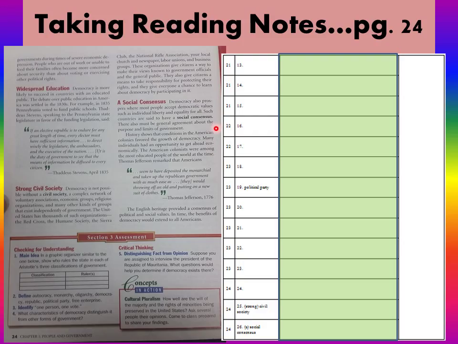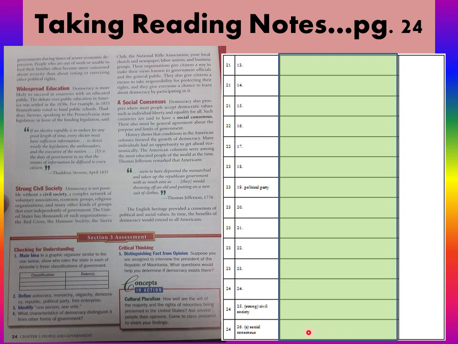History shows that conditions in the American colonies favored the growth of democracy. Many individuals had an opportunity to get ahead economically. The American colonists were among the most educated people of the world at the time. Thomas Jefferson remarked that Americans seemed to have deposited the monarchical and taken up the Republican government with as much ease as they would throwing off an old and putting on a new suit of clothes. The English heritage provided a consensus of political and social values. In time, the benefits of democracy would extend to all Americans.